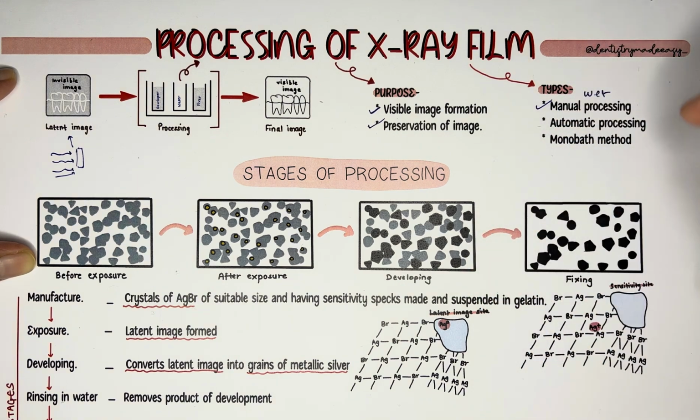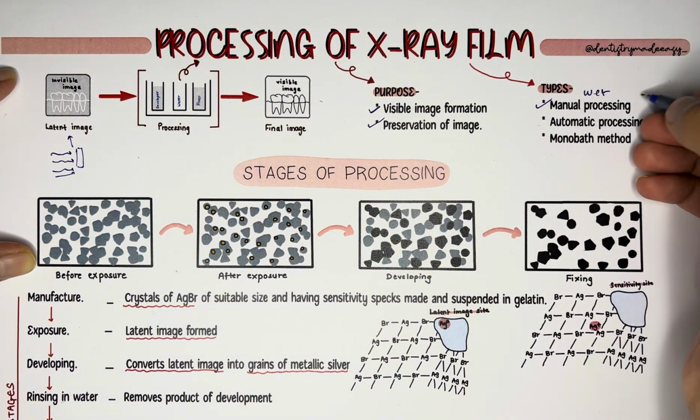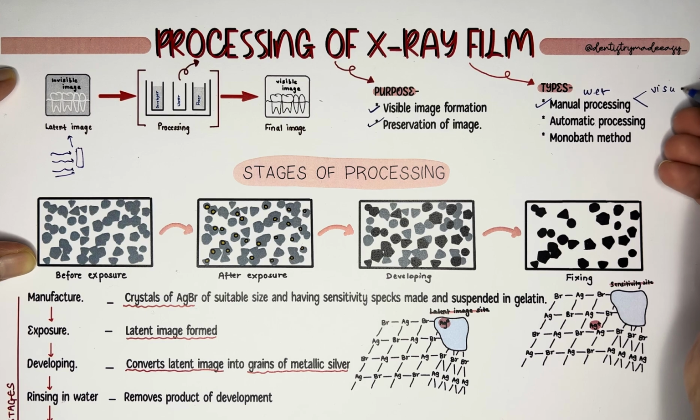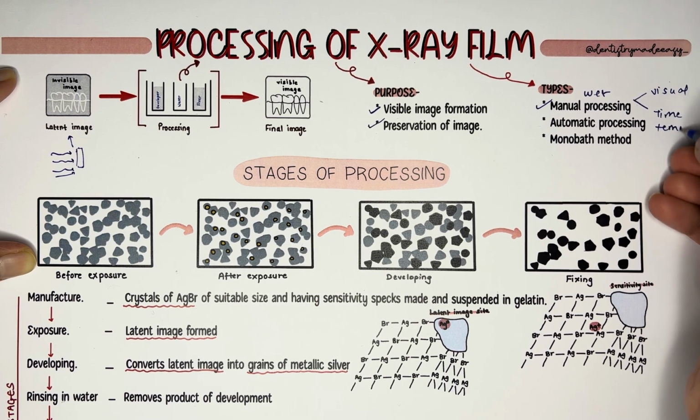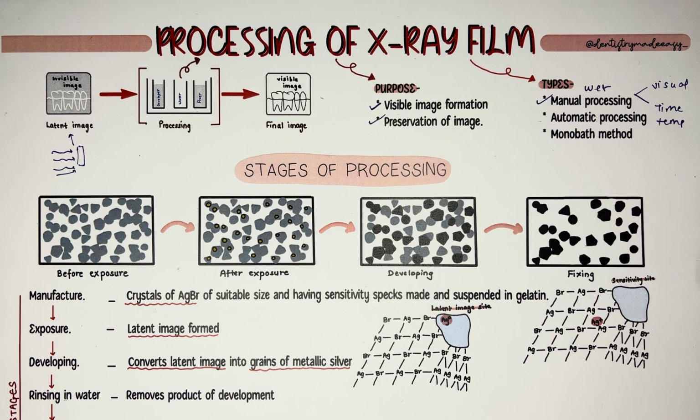Now in this, there are two types of manual processing. One is known as visual, and the next one is known as the time temperature method. The visual method is the method in which the film is kept in the developing solution and the unexposed area is looked at for complete darkness. So visual is basically when you are visualizing the radiograph. The next one is known as time temperature. In this method, you have a specific temperature of the solution for a specific time, and by that you are going to get the image on the X-ray film.